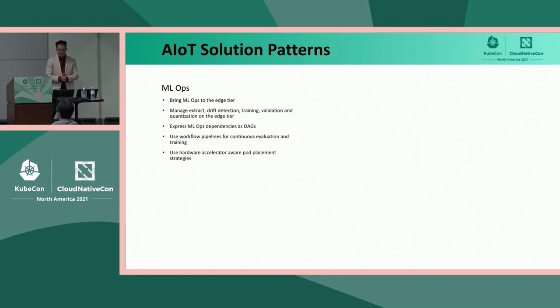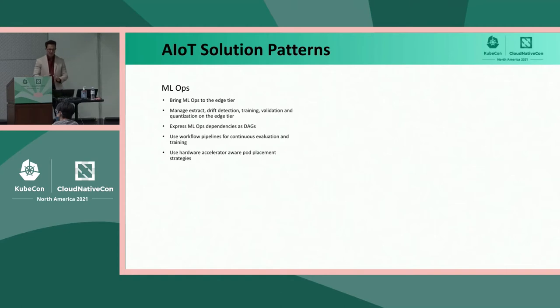And use the workflow pipelines for continuous evaluation. What I mean by evaluation is measuring drift and running validations continuously on the edge tier, and then training the models and producing the actual models on the edge tier.